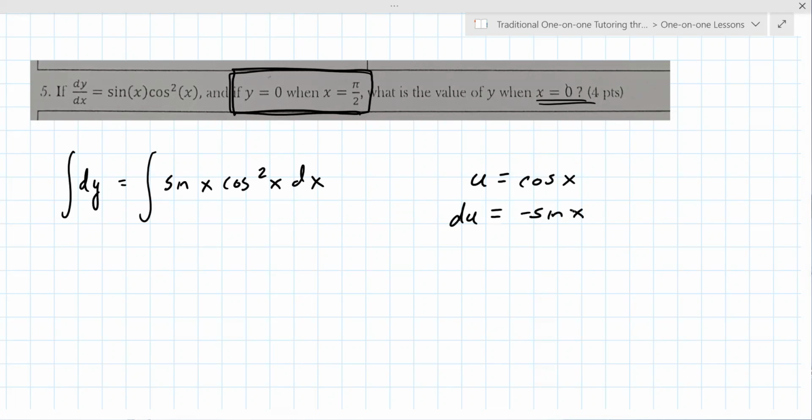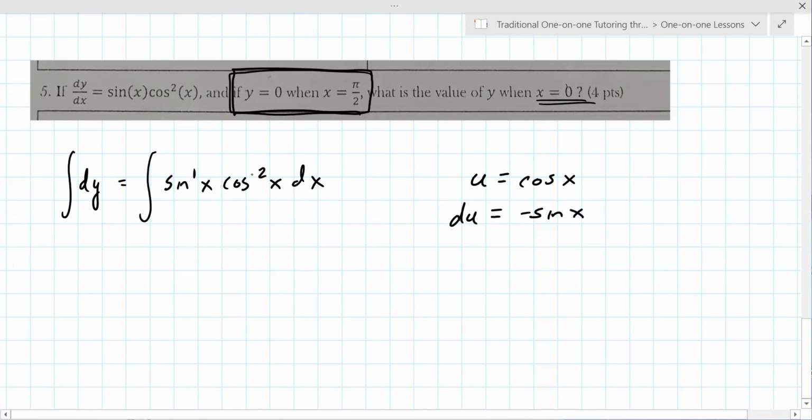Just in full disclosure, these are really common questions you get asked, where this one's odd and this one's even, or this one's even and this one's odd. These exponents above sine and cosine are classic exam questions. So you always make u the one that's to the power.